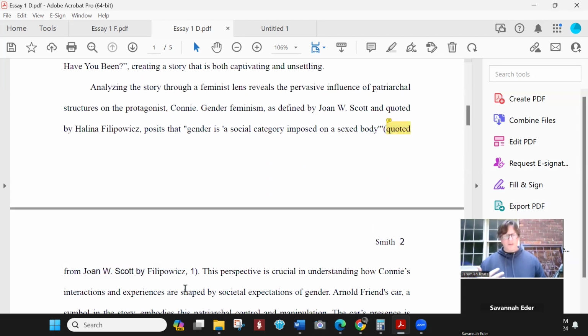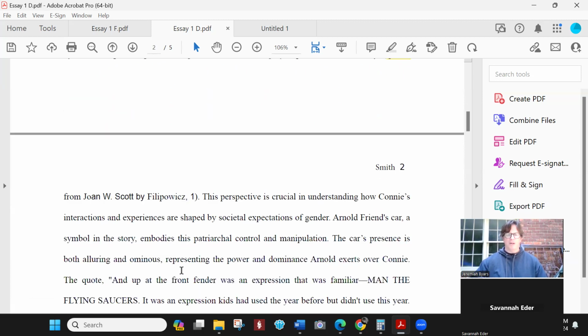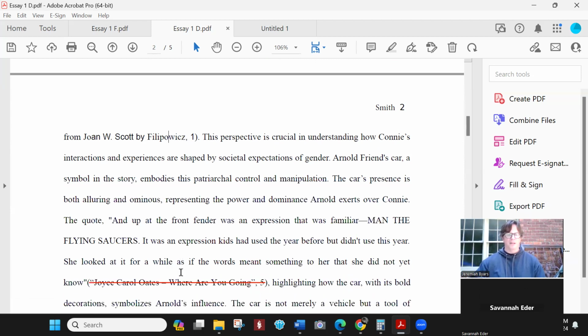As I discussed previously with the B paper, parenthetical citations and the use of quotes are absolutely necessary for this course. And everything about this is wrong. The number here is wrong. The comma here is wrong. The Joan W. Scott by this person, all of that is completely wrong. That's nowhere near what I have taught.